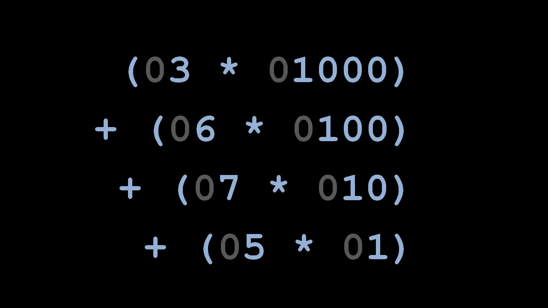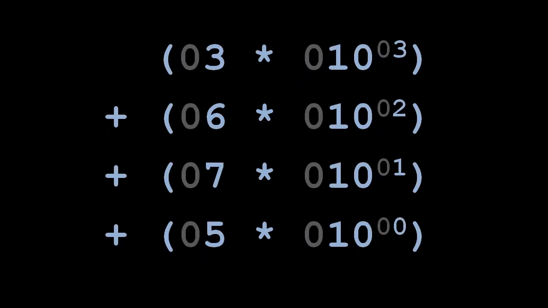Next, we can express these round octal numbers in terms of powers of the number base, e.g. 10 octal raised to the third is 1000 octal. Note that 10 is always the number base, no matter what the number base. In octal, 10 is the decimal quantity 8, in hex, 10 is the decimal quantity 16, in binary, 10 is the decimal quantity 2, and in decimal, 10 is the decimal quantity 10.